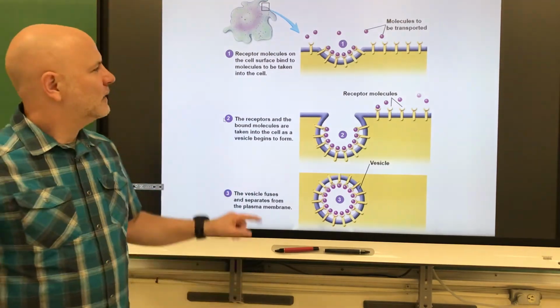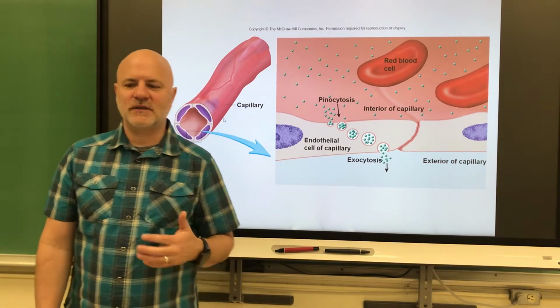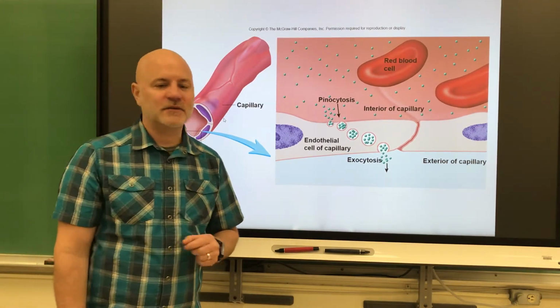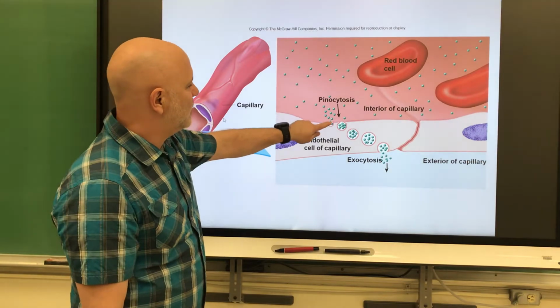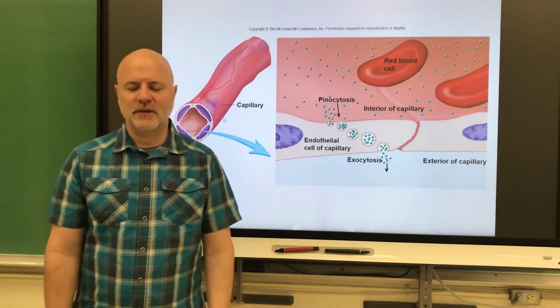Okay. Lastly here is transcytosis. This is a combination of endocytosis and exocytosis used to move substances through a cell. So we can see pinocytosis occurring on one side and exocytosis on the other side to move substances through there.